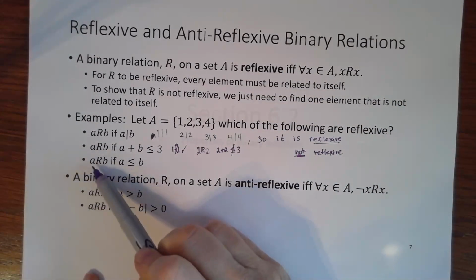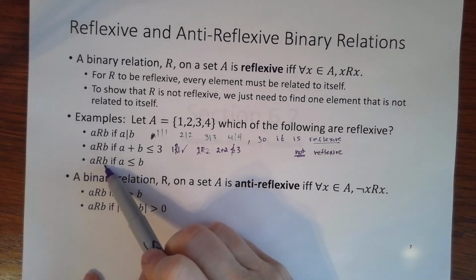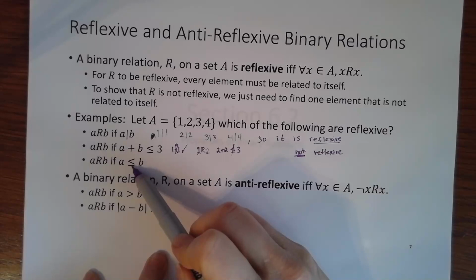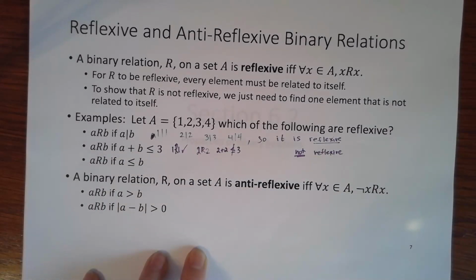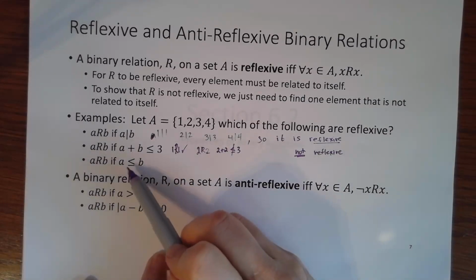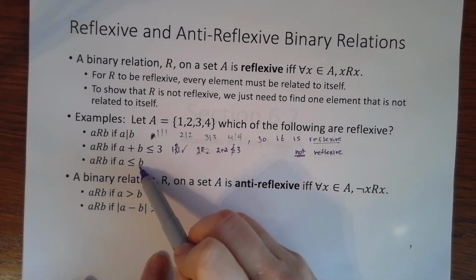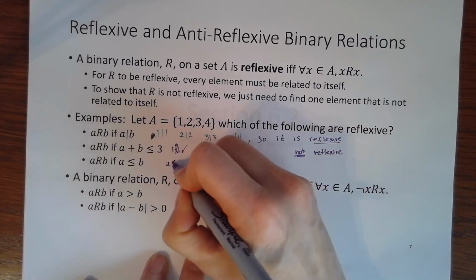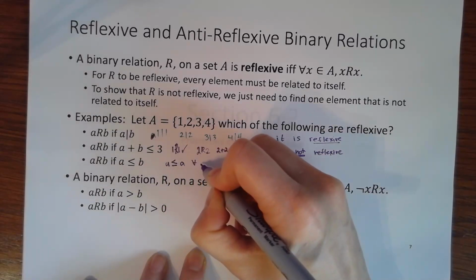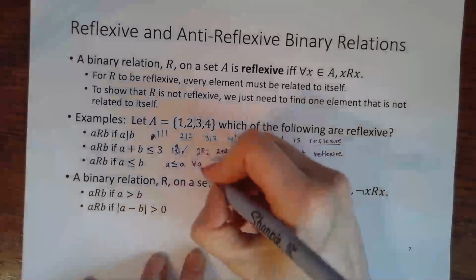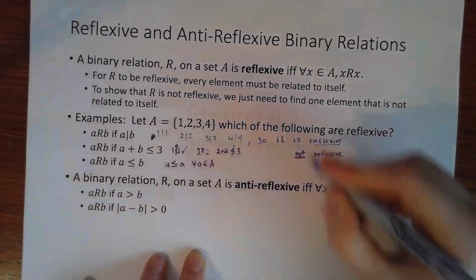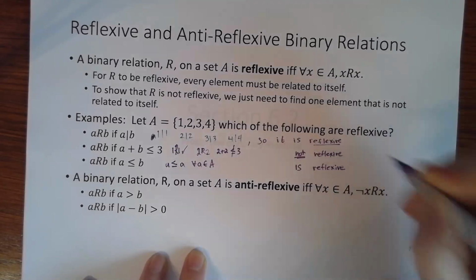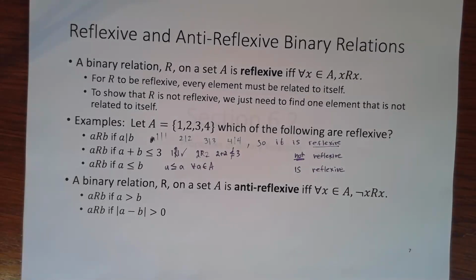And then the third one, A is related to B if A is less than or equal to B. Well, with the equal in there, hopefully it's pretty easy to see no matter what number you pick, every number is always less than or equal to itself because it's equal to itself. So A is less than or equal to A for all A in the set. So this one is indeed reflexive.